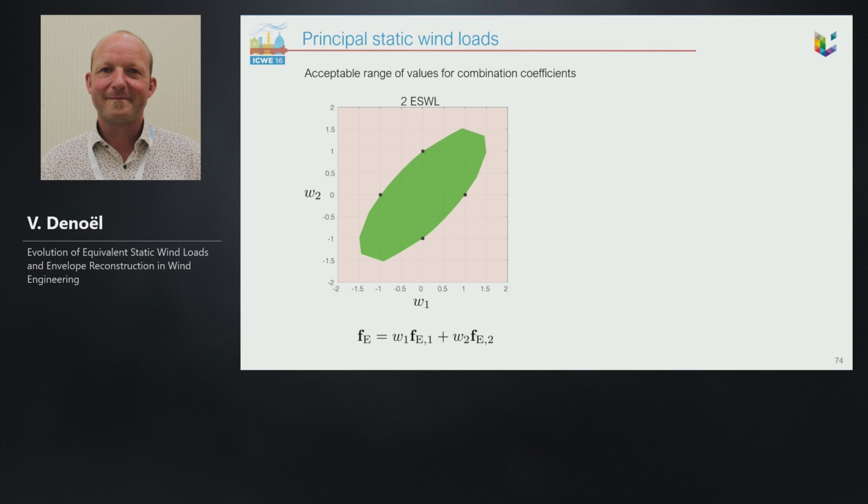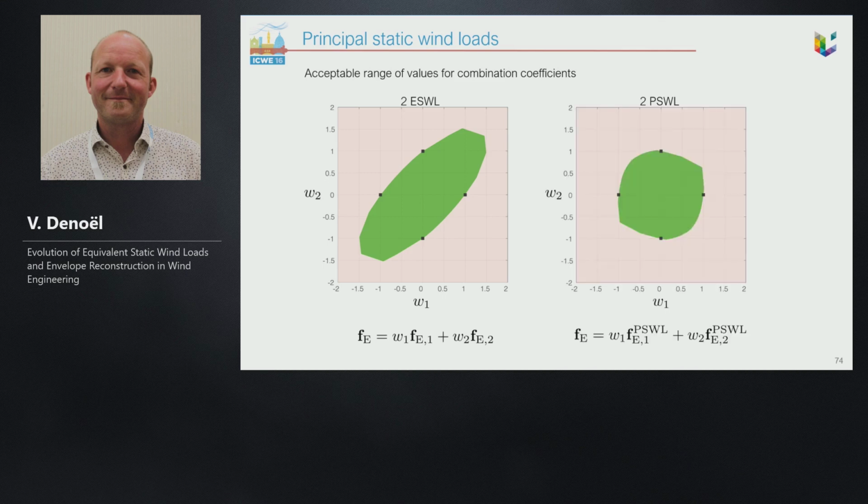You could want to do the same with the principal static wind loads. And if you do the same with the principal static wind loads, you would realize that the shape that you obtain is much more isotropic. And it totally makes sense. Again, this is a property of the POD, the decomposition we did before, to make a shape here that is as isotropic as possible.